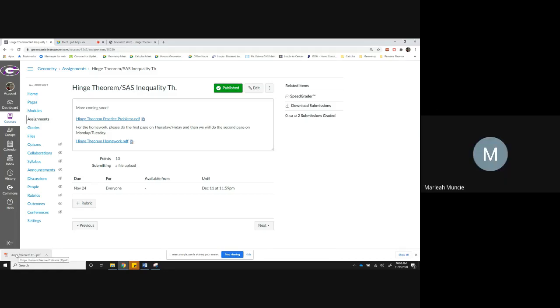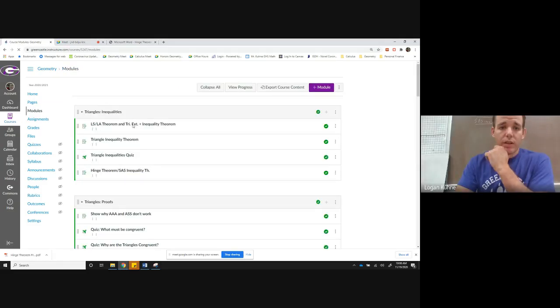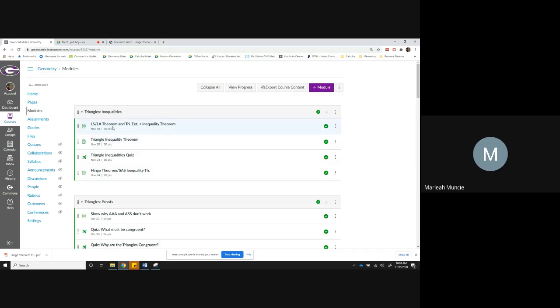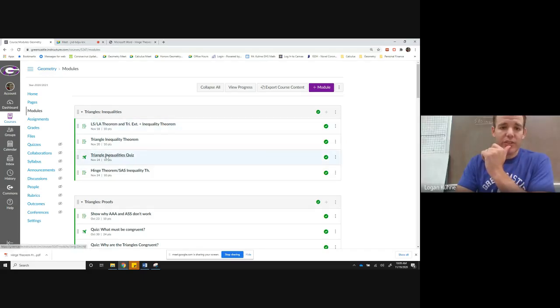Where do we turn in the homework from this week? The triangle inequality theorem worksheet, like both of those papers? Good question. Can you see my screen now? Oh, yeah. Okay. Thank you. Right there: the triangle inequality theorem and the largest side, largest angle theorem. Those right there. You're welcome. And then there's the quiz you'll need to take.